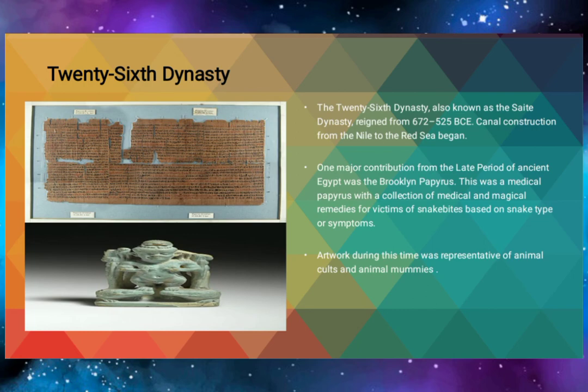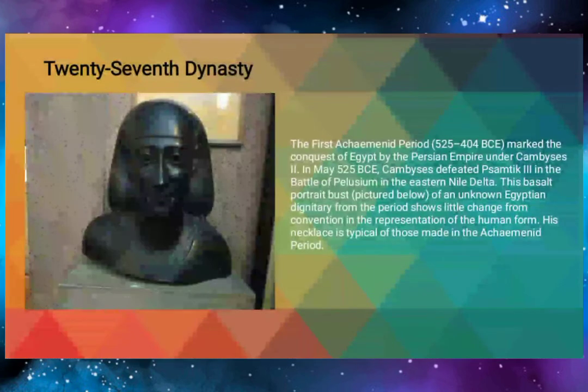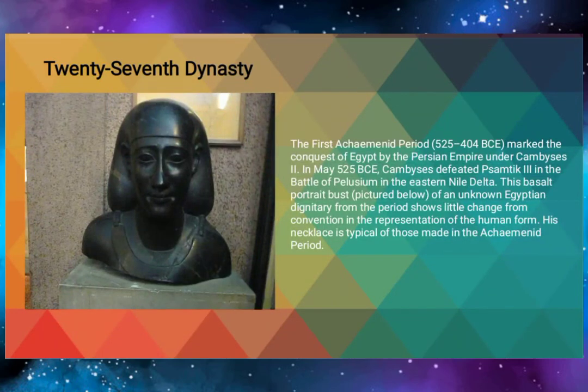So next is the 27th dynasty. So the first Achaemenid period, or 525 to 404 BCE, marked the conquest of Egypt by the Persian Empire under Cambyses II. In May 525 BCE, Cambyses defeated Psamtik III in the Battle of Pelusium in the eastern Nile Delta. So this basalt bust of an unknown Egyptian dignitary from the period shows little change from convention in the representation of the human form. So his necklace is typical of those made in the Achaemenid period.